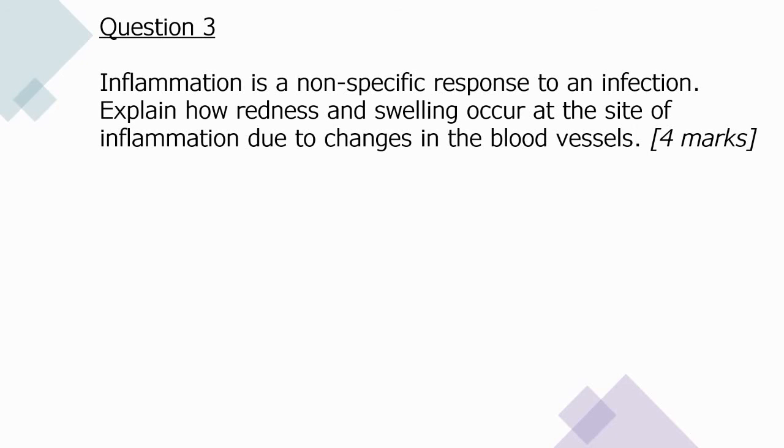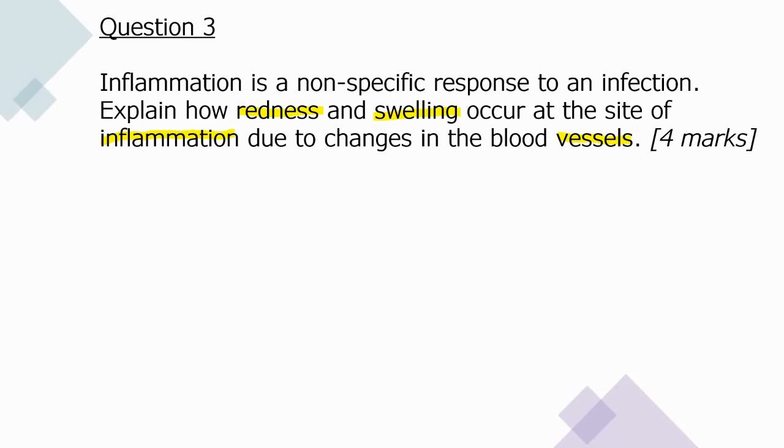So let's have a look at our keywords in this question. We want to explain how redness and swelling occur at the site of inflammation due to changes in blood vessels. So these are keywords here. We know that inflammation involves the release of the chemical histamine. This is released by damaged white blood cells and mast cells. And remember, mast cells are found in the connective tissue below the skin.